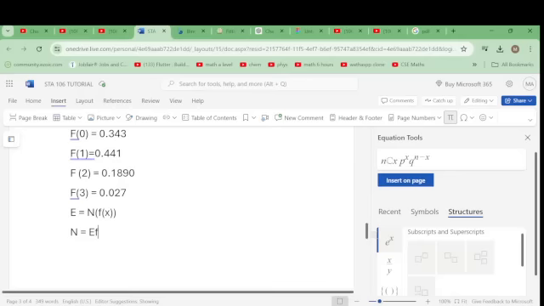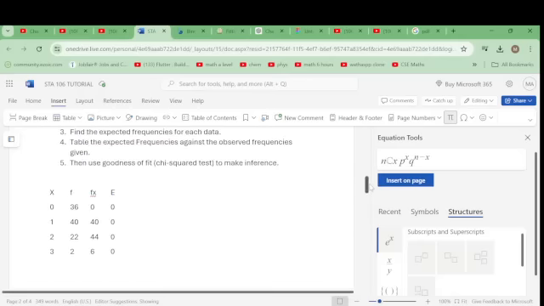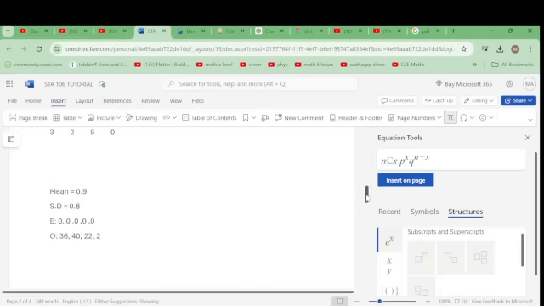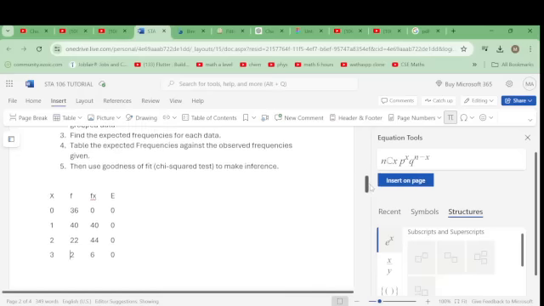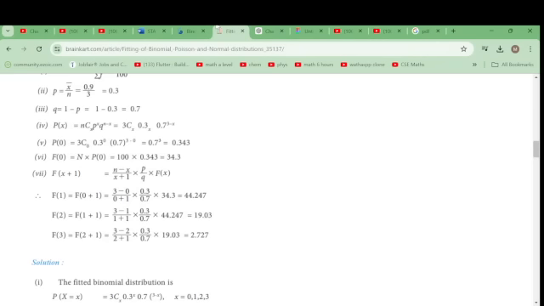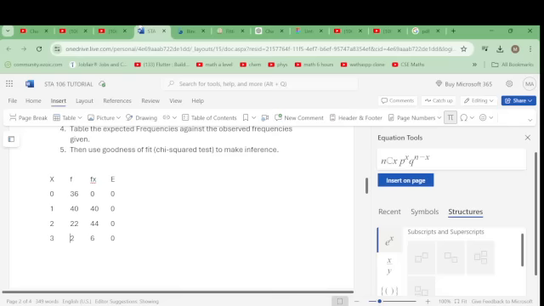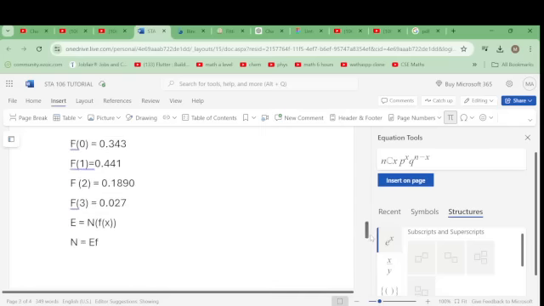Now, what is our big N? What's the total frequency? Let's go back to our table. Our total frequency we did that time is 100. So you will just sum everything here. 36 plus 40 plus 22 plus 2, which is equals to 100. In the question, they may or may not give it to you. So just know the sum of all of your f is equals to your big N. That's 100.